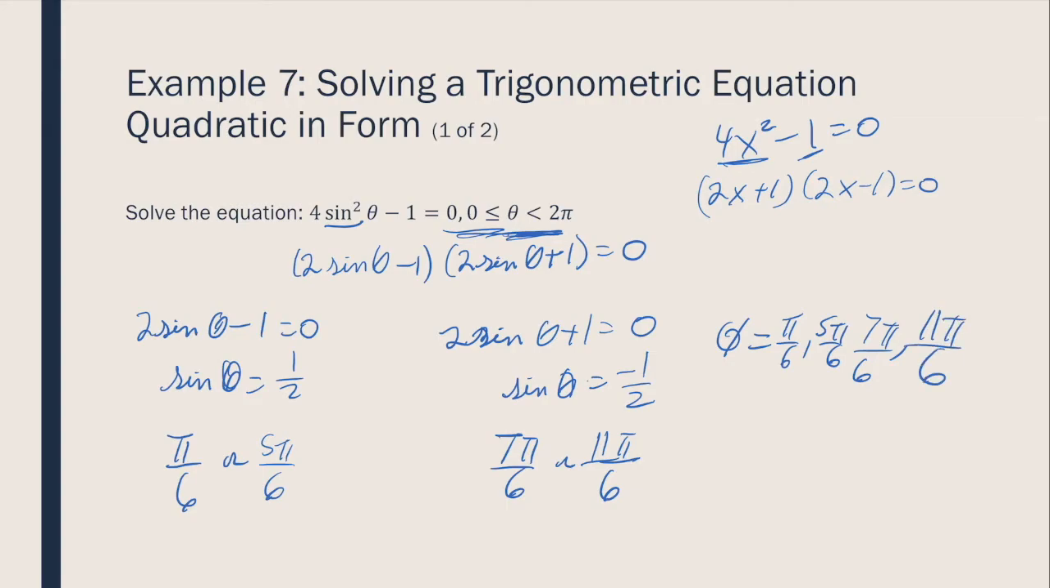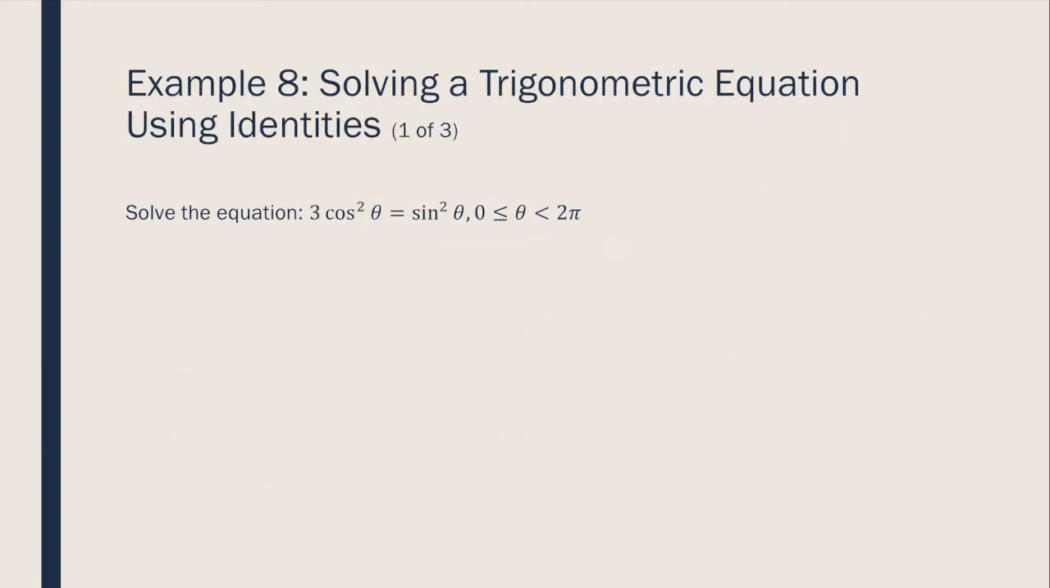Let's practice factoring trigonometric equations in quadratic form again. So I'm going to solve this equation. 3 cosine squared theta equals sine squared theta. So I have 3 cosine squared theta equals sine squared theta. Well, sine squared theta plus cosine squared theta equals 1. So if I get sine squared theta by itself, I have sine squared theta equals 1 minus cosine squared theta.